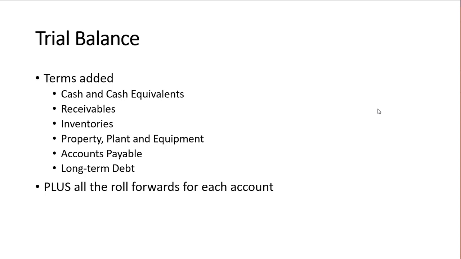To the core elements, the common elements of a financial report, I added some line items now. Cash and cash equivalents, receivables, inventories, property, plant, and equipment, accounts payable, long-term debt. I already had, and I actually added retained earnings too. So I also added a roll forward for each of these accounts into the report.